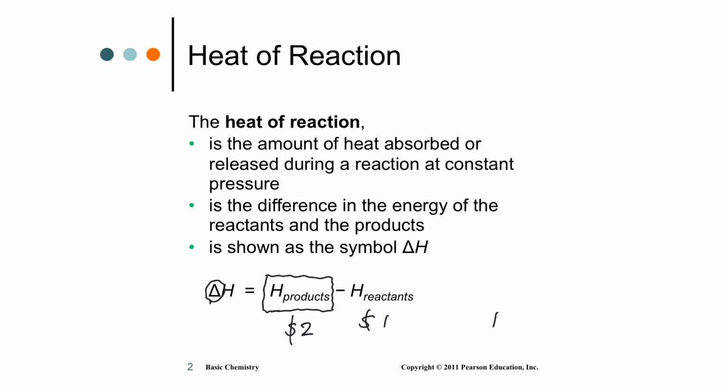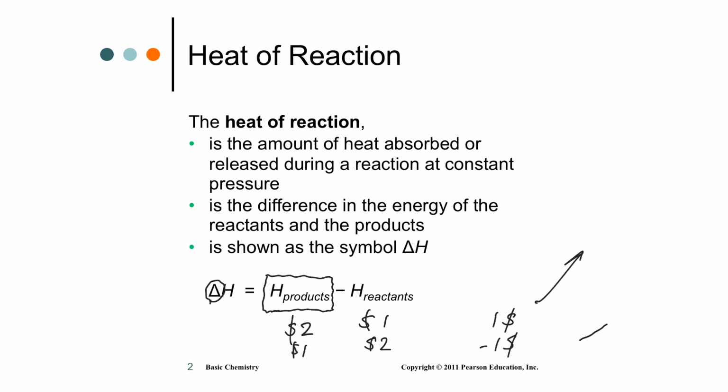Okay, that means I have $1 of heat left over. Well, what happens if I have $1 of heat left over? It goes out and the thing gets hot. Okay, heat is produced. What if I had $1 of products but $2 of reactants? Well, 1 minus 2 is minus 1. Minus $1, what does that mean?